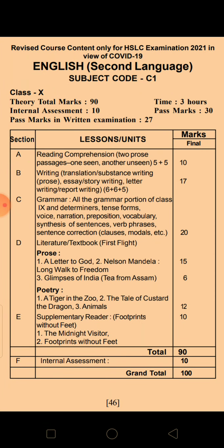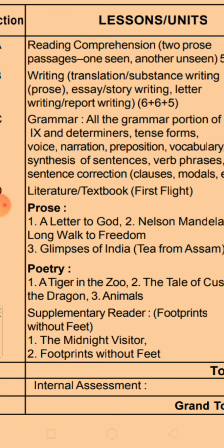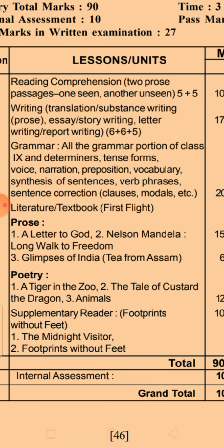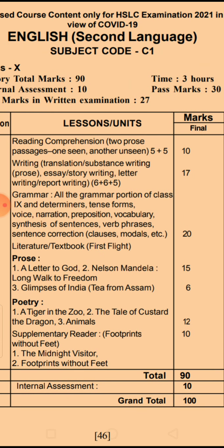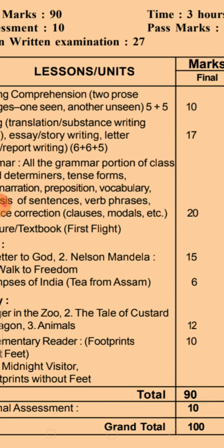Then we have the literature section. The literature section would be from your First Flight, and the units included for this HSLC exam would be A Letter to God, Nelson Mandela: Long Walk to Freedom, and Glimpses of India. Just three of them, and it would carry 15 plus 6, which is 21 marks. Letter to God and Nelson Mandela will be 7 plus 8 or 8 plus 7. But Glimpses of India is 6 marks.